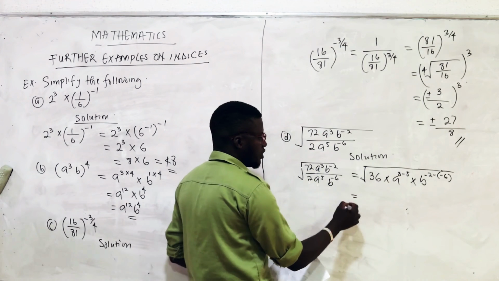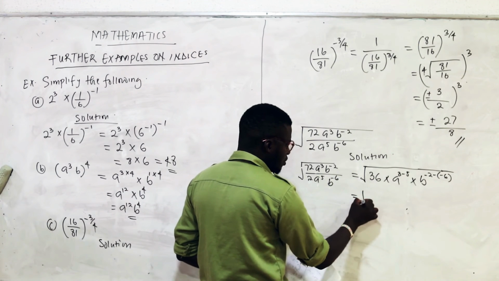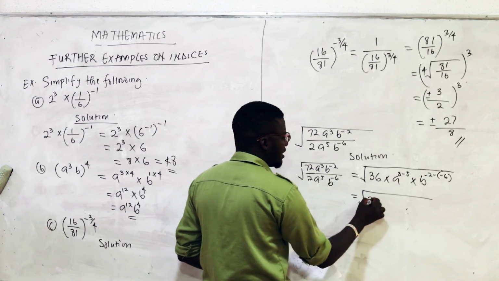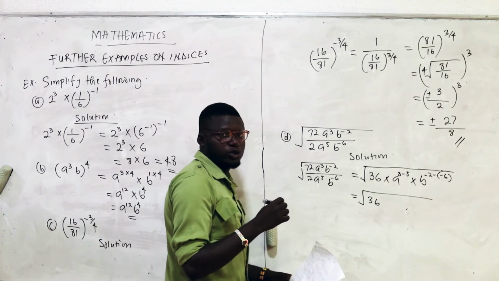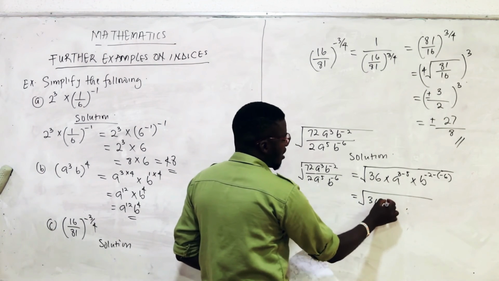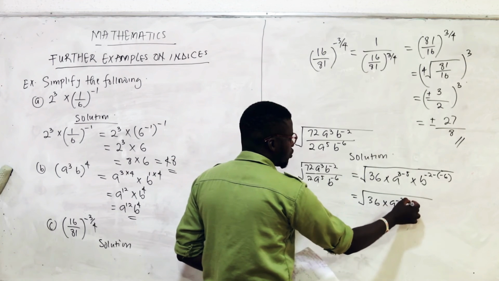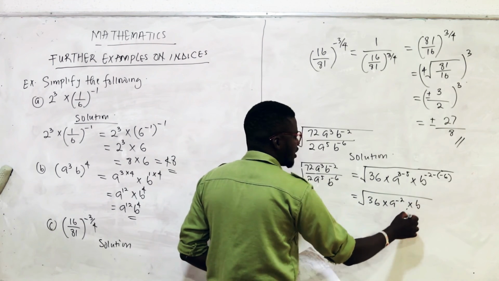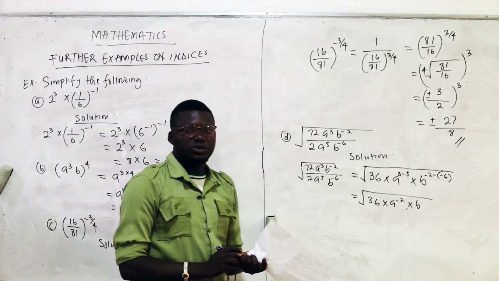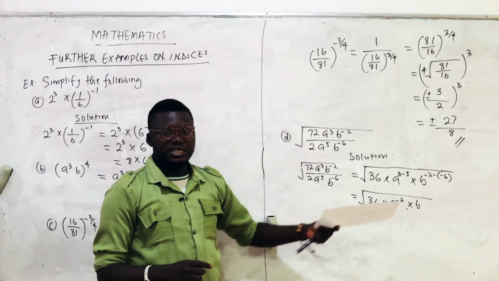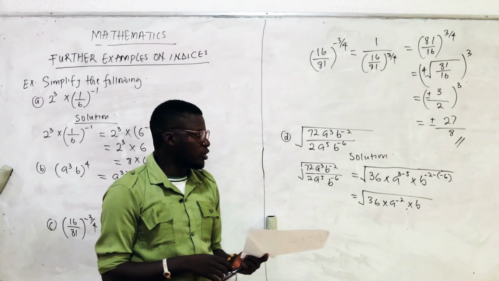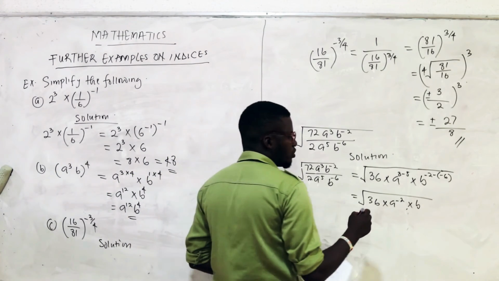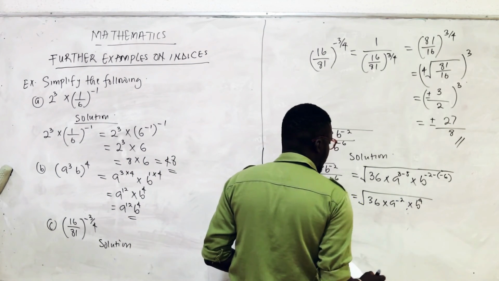So from here I'll have it equal to the square root of 36, then 3 minus 5, here I'm going to have minus 2. So I'll have multiplied by a^-2 times b raised to the power of -2 minus -6. So minus minus 6 is the same thing as plus 6. So plus 6 minus 2, I'm going to have 4. So b raised to the power of 4.